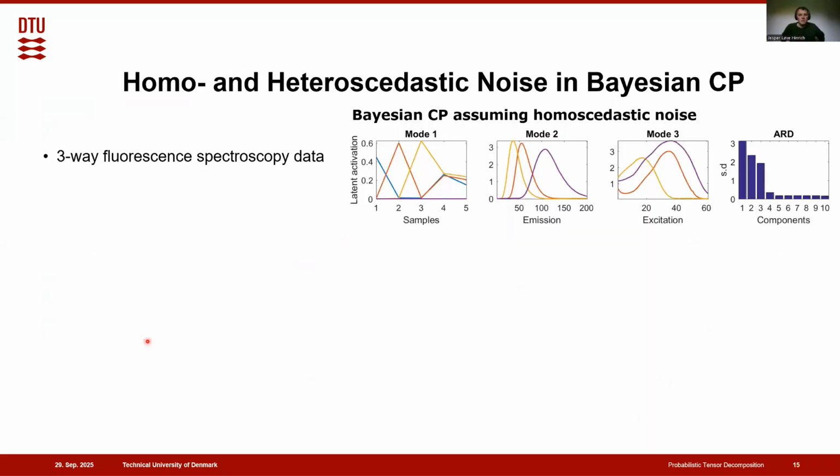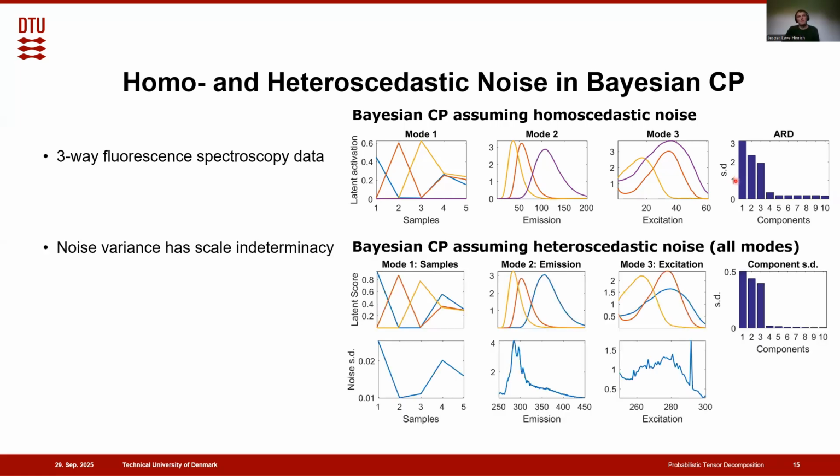So, of course, there should be a data set. Most people working with tensors will have seen this one. I didn't plot the data set, sadly, but it's a 3-way fluorescence spectroscopy data set of emission excitation matrices. It has 3 components, and you can see how they look here. And this is a model that was fitted with 10 components, and it just learns that you should only use 3 components.